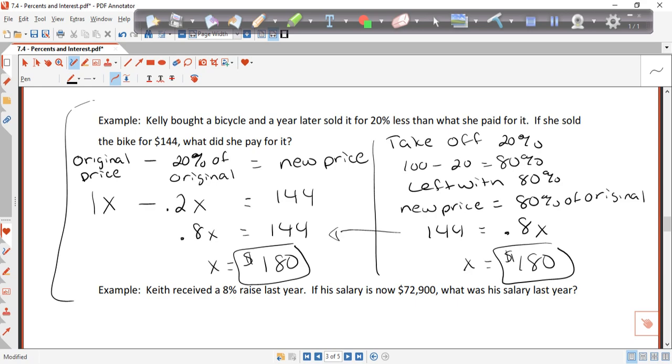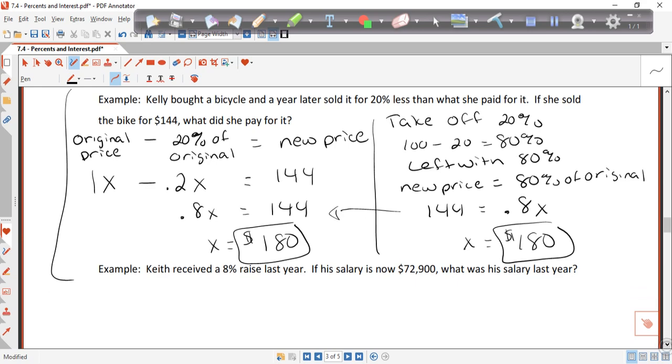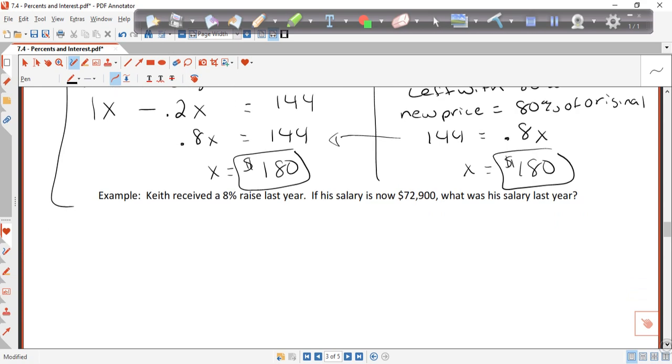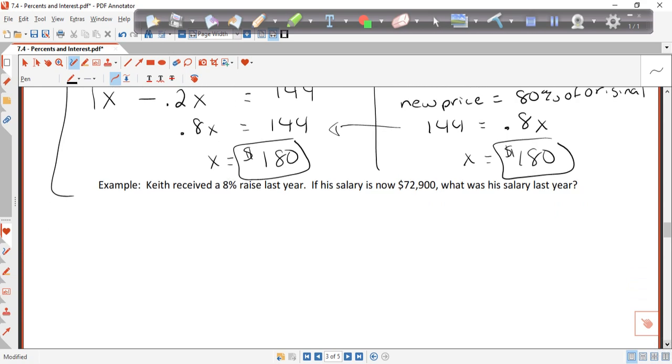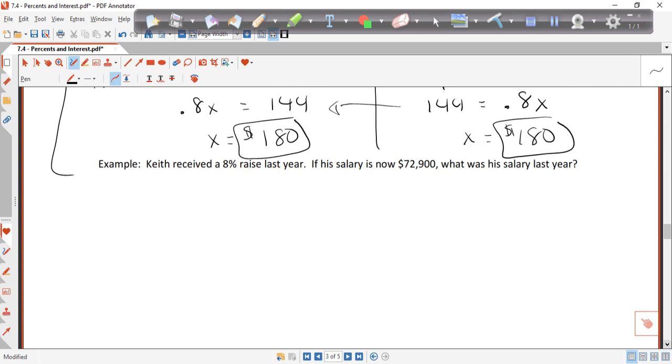Okay, so this was marked down. The next one is going to be an increase. So it's similar, except now Keith is getting a raise. If his salary is now $72,900, what was his salary before? So again, I'm going to do it both ways. We're going to have his original salary plus his 8% raise equals his new salary. So his original salary is x plus 0.08 times x, because it's 8% of his original salary, is 72,900.